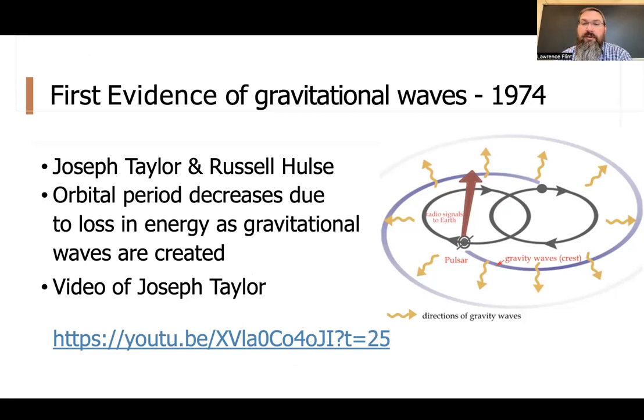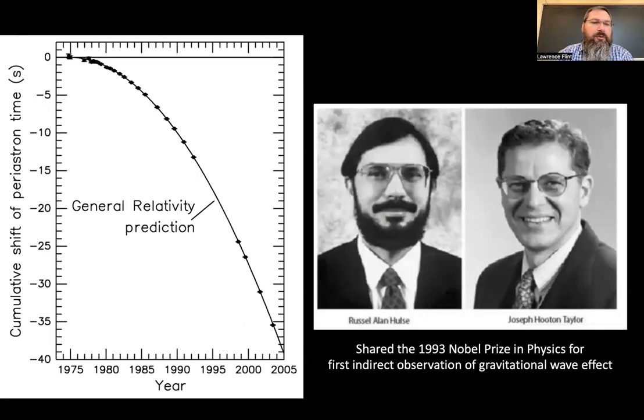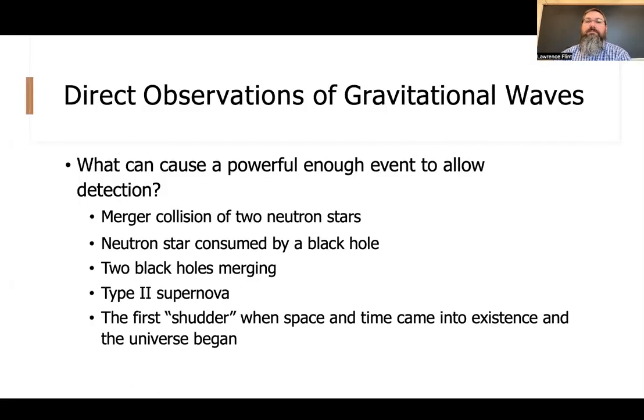objects that are in orbit around each other, they have some energy, but as the gravitational waves propagate out away from the objects, those waves carry energy away from the system. And as a result, the period of time for the objects to orbit about their common center of mass decreases, or decays, over time. So this shows the cumulative shift or the decrease in energy for the objects orbiting about a common center of mass over the course of a little bit over 30 years in this illustration, as a result of the prediction of general relativity.